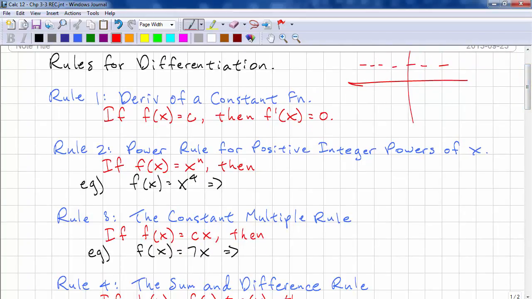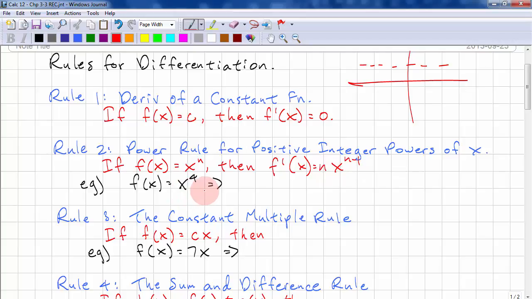Rule 2. This rule you will be using a lot. It's the power rule for positive integer powers of x. If we have f of x is defined as x to the power of n, then the rule is n times x to the power of n minus 1. It's a simple rule, but practice it to make sure you don't make errors on your numbers. Okay, so the exponent comes out front, and we reduce the exponent by 1.